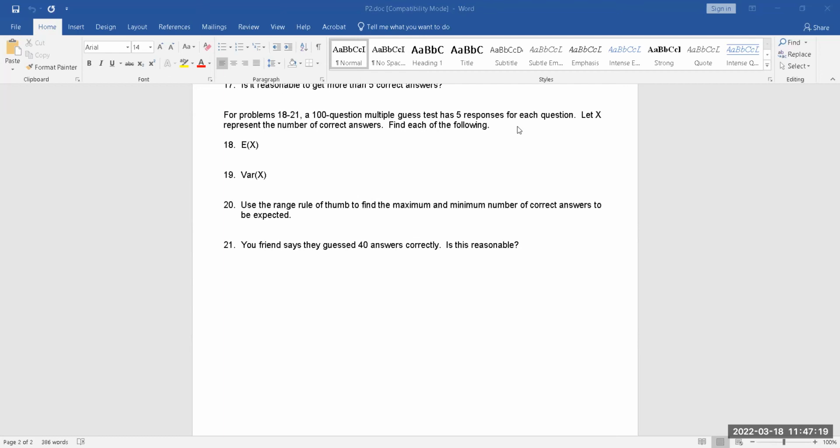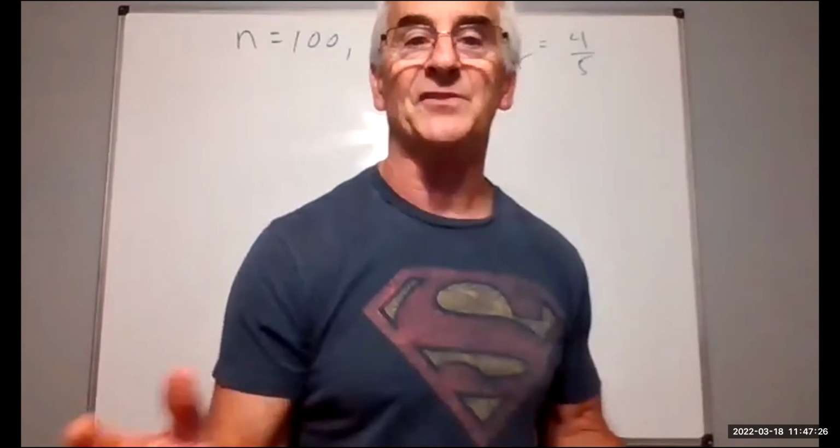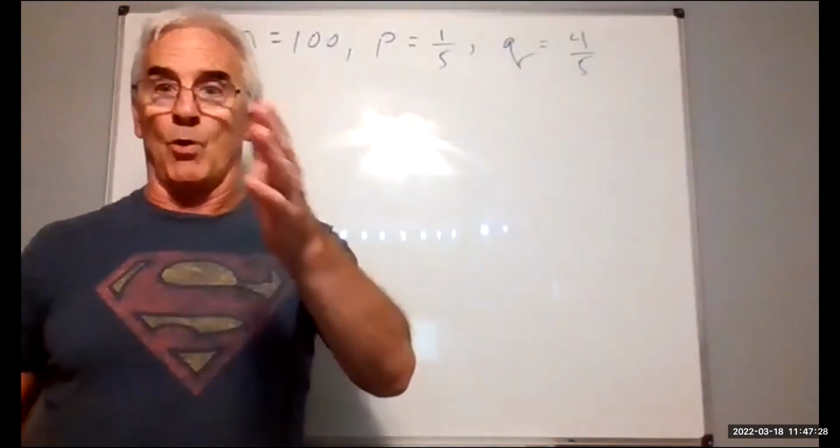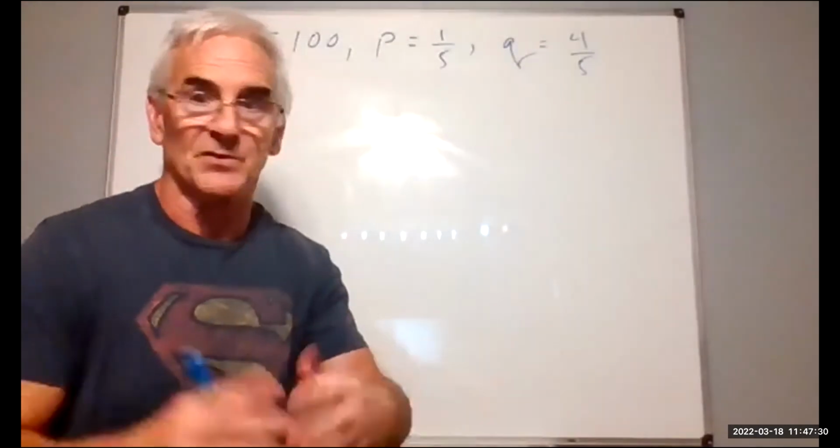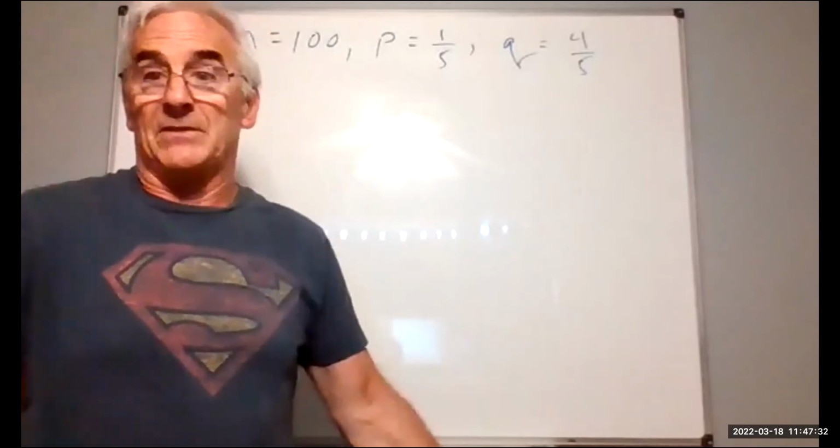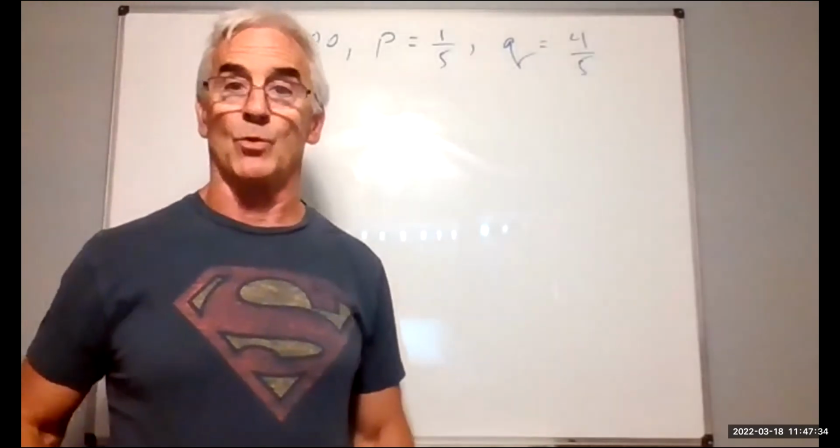4/5, because that's what's left over. And again, lest we forget, P plus Q has to equal 1, because you are successful or you're not successful. There's not a third option. And so those probabilities have to add up to 1.